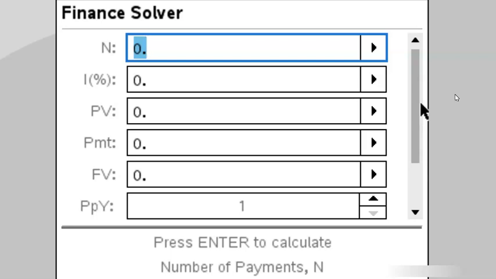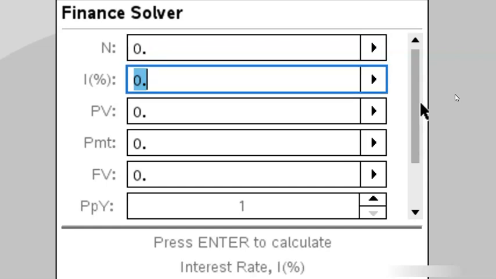The first one here, N, represents the total number of payments you're talking about. So it may be that you are doing 3 years worth of monthly repayments. So that's a total of 36 payments. Think about that as the iterations. It's the same as the small n in your recurrence relations. The next one, I, as a percentage, is the interest rate per annum. So we do not need to adjust this for any compounding periods, just the per annum interest rate to be entered.